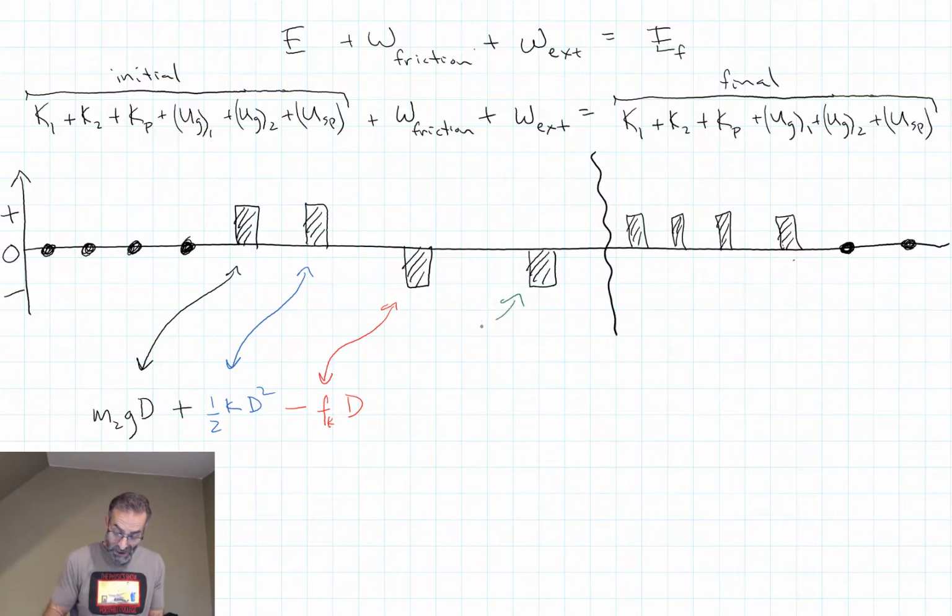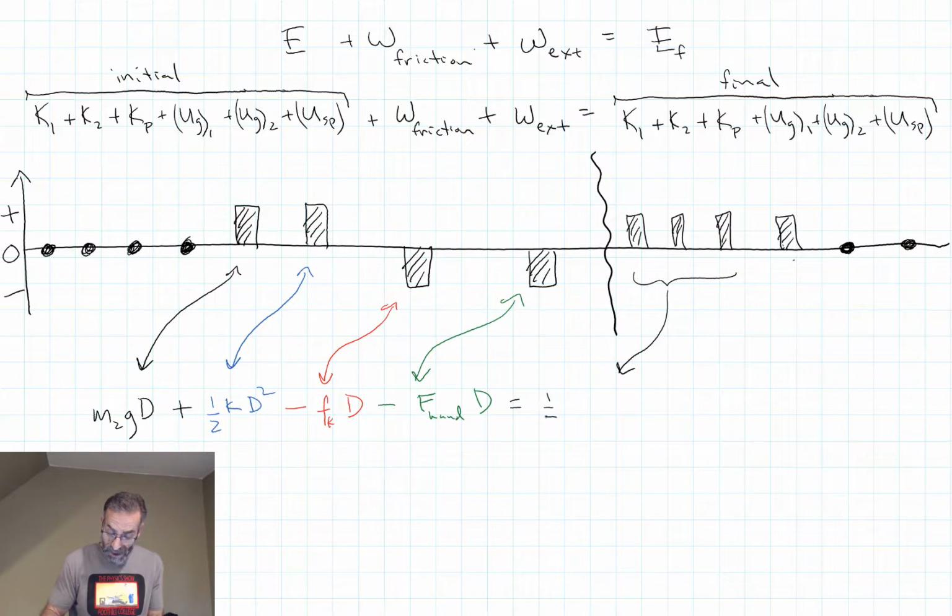And now I have work done by external forces, and again I'm going to get a cosine 180, so I'm going to get a minus sign. This is F hand times the distance that it acted times the cosine of 180, which gives me the minus sign. Now I've got my kinetic energy terms. I have a 1/2 m1 v final squared, a 1/2 m2 v final squared, and I have a 1/2 I omega final squared for the pulley. And I need one more term.